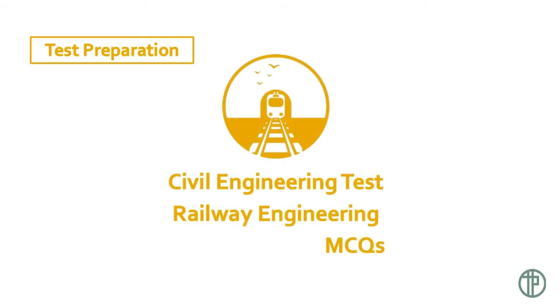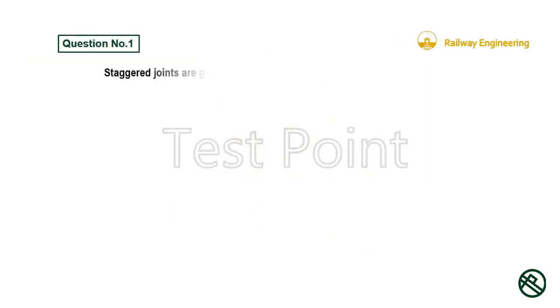Test preparation. Civil engineering test. Subject: Railway engineering. Type: multiple choice questions. Part 1. Question number 1.